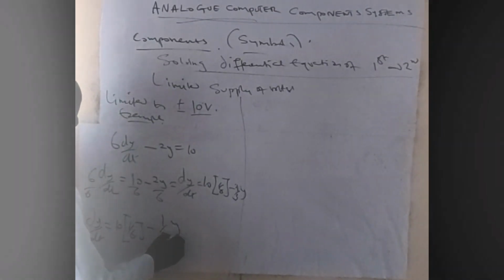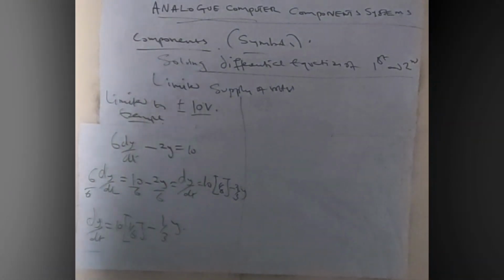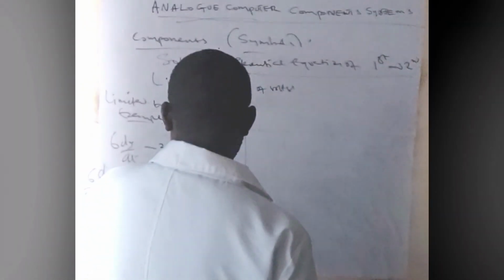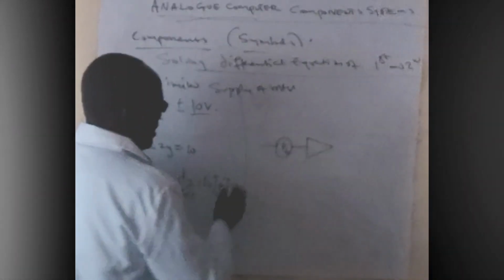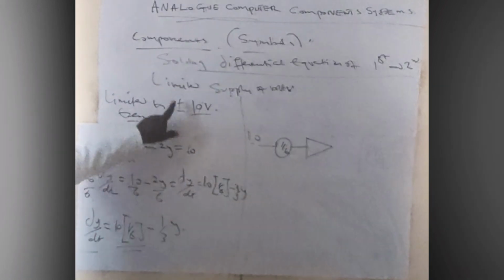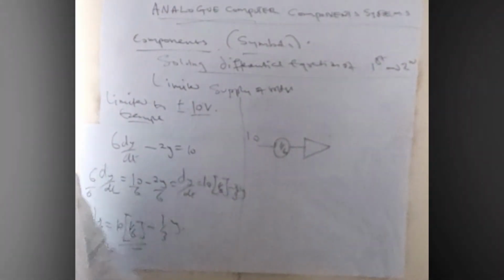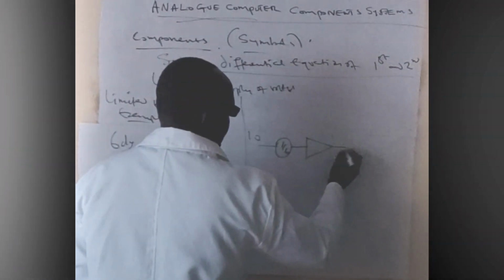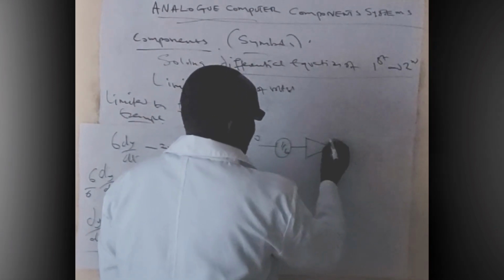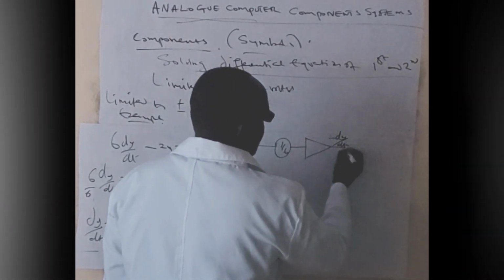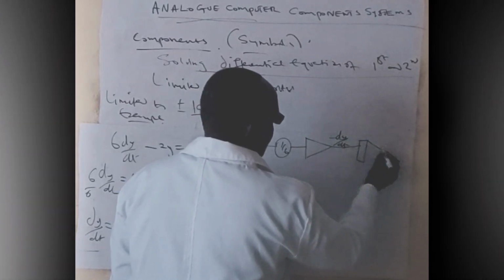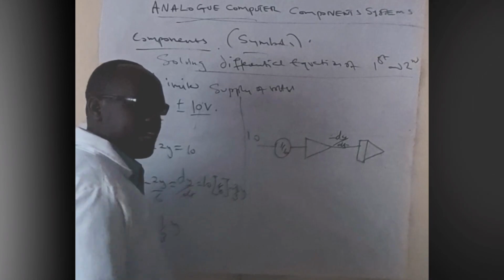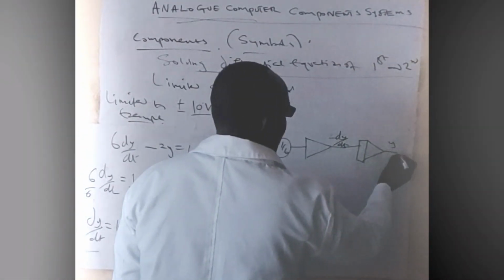So through the analog computer, you're going to start with this. This is going to be 1 over 6. Then our 10 volts, because we are told it is limited, to make sure that what you are inputting is 10. And then from there, because there is a sign change, here we shall have minus dy/dt. Here we put the integrator, and the sign will change. After integrating that, we shall have y. But our y is this one, and it is negative.